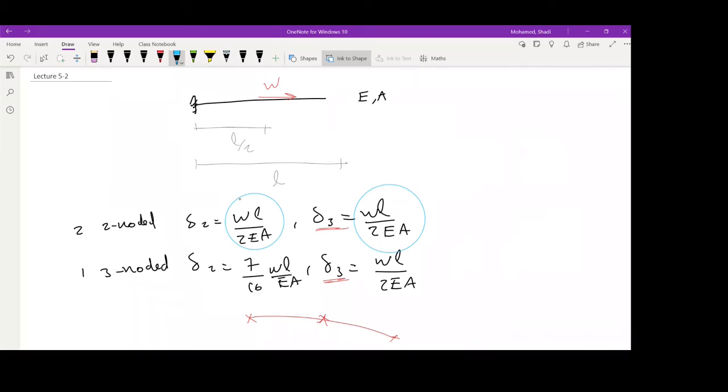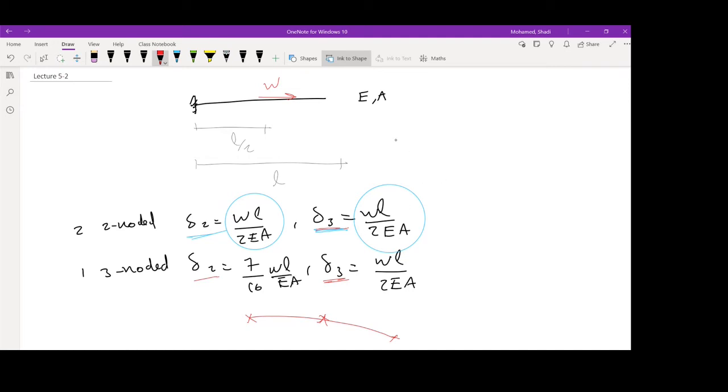The two-noded element is able to capture this behavior, whereas the three-noded element is failing to capture it. It takes the displacement at the end as the maximum displacement, and then reduces that slightly as you move toward the center.